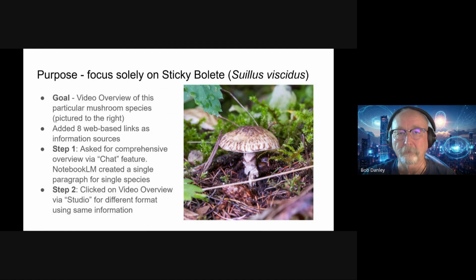Now remember that Notebook has different tools available, and one is the chat feature, which you actually prompt. I prompted it, and it supplied me with a single paragraph with an overview of just this species from the 8 information sources. Step 2, I wanted to really have a video overview, and I went into the Studio tool of NotebookLM that's on the right-hand side when you open up Notebook, using the same information.